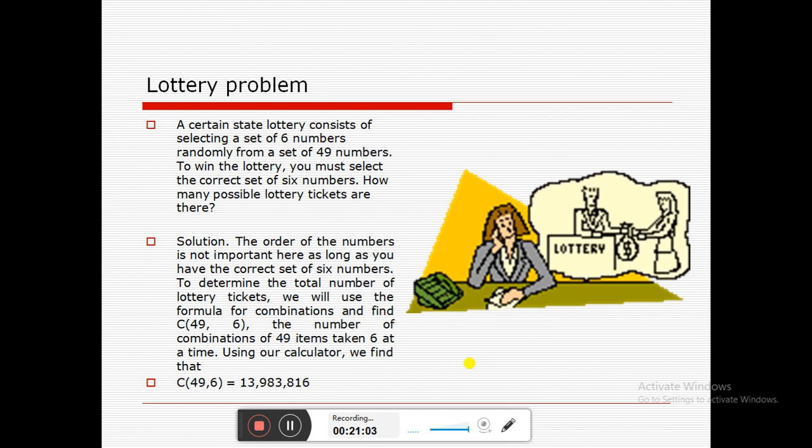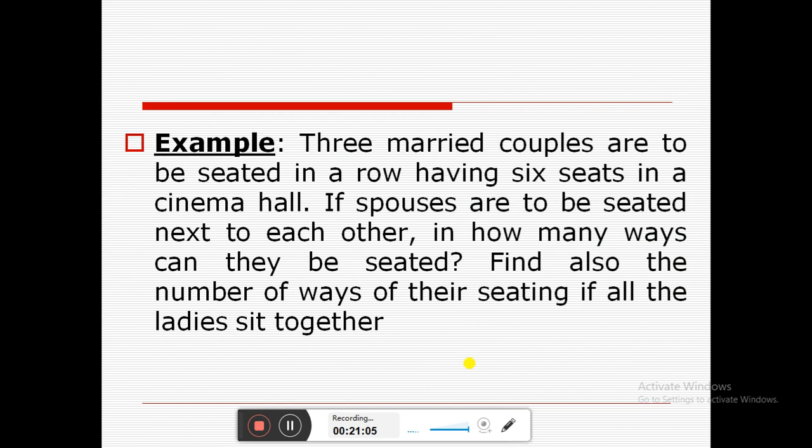Very good example. Fine. So, example: three married couples are to be seated in a row, having six seats in a cinema hall. If spouses are to be seated next to each other, in how many ways can they be seated? Find also the number of ways they can sit if all ladies sit together.